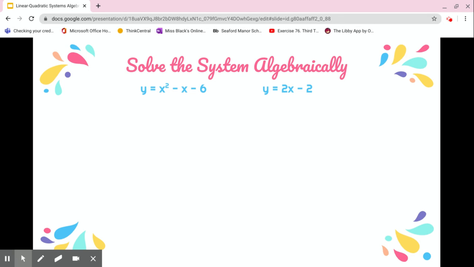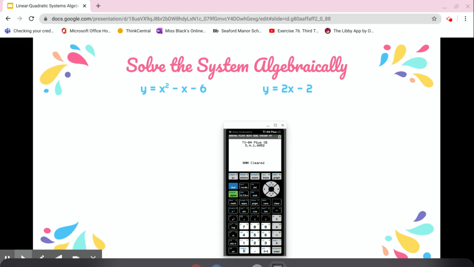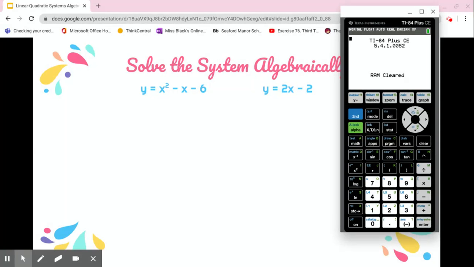Okay, so what we want to do first is get the answers, because that's half the battle, knowing where to go. So the first thing I'm going to ask you to do is plug this in your calculator, in y1 and y2. So I have to pull up my calculator, and we're going to find the points of intersection. So let's review the steps. We have x squared minus x minus 6. And then our second equation is 2x minus 2. Okay, graph it. Make sure you look at it.